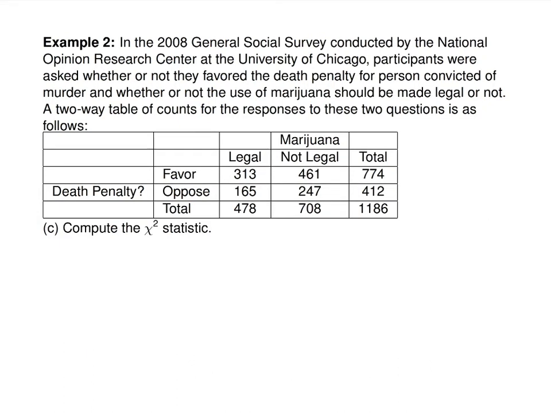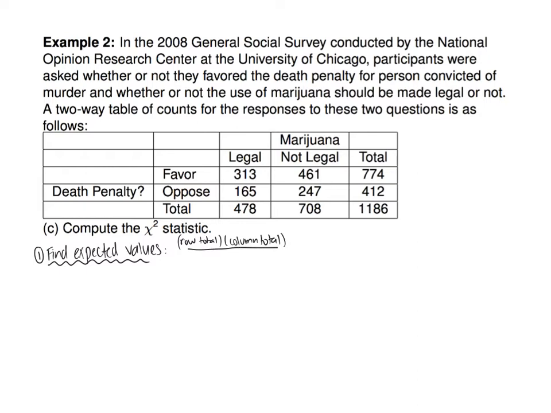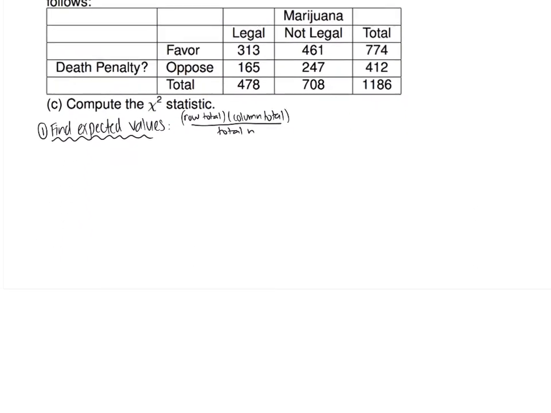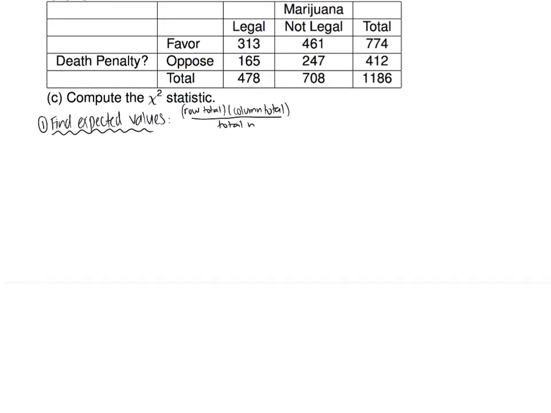Next comes a step that takes a while. So find the chi-squared statistic. This will involve a couple steps. The first step is to find the expected values. Remember, this is row total times column total divided by total. And you should verify that you get the same things as me. I am just going to tell you what I got.